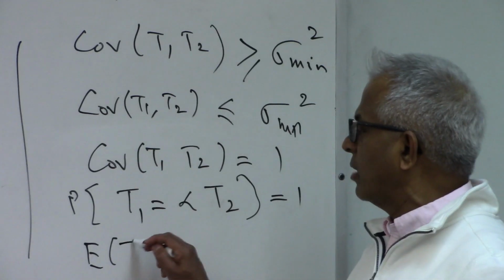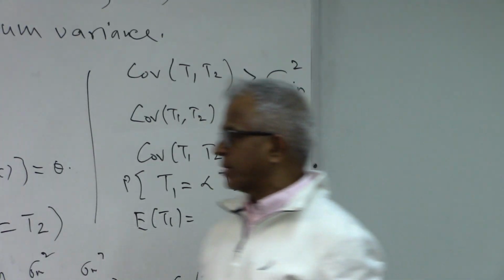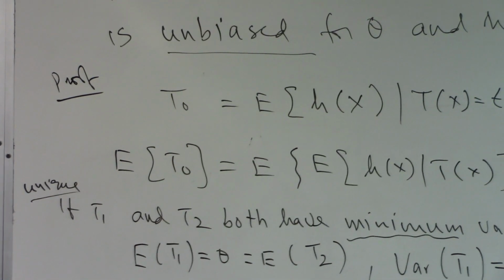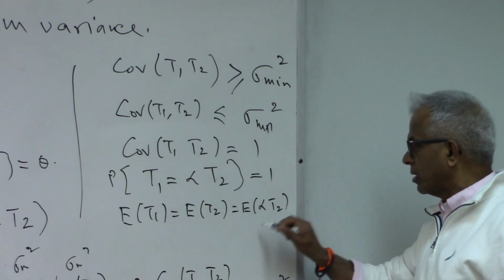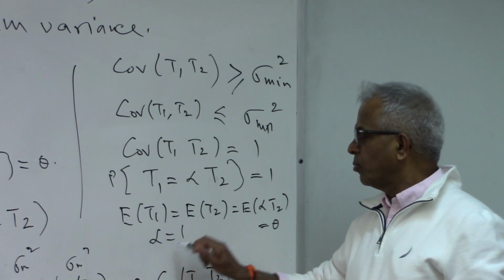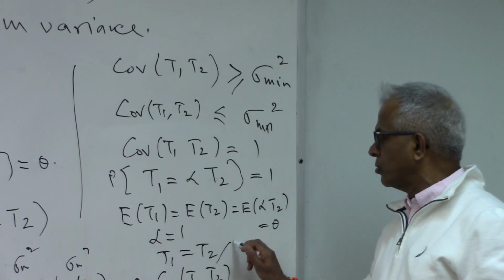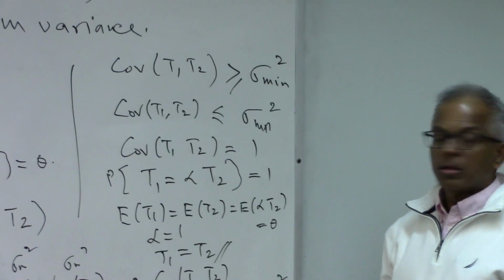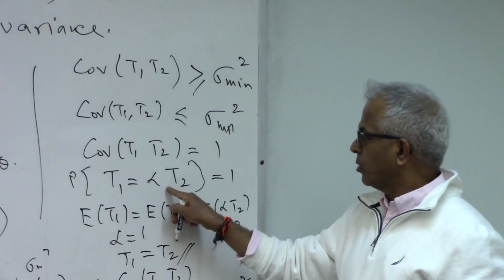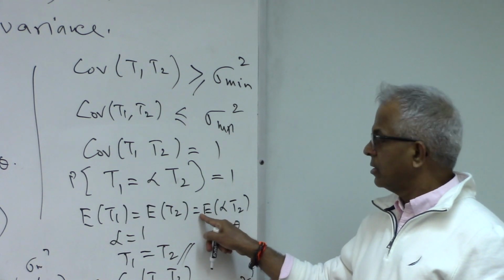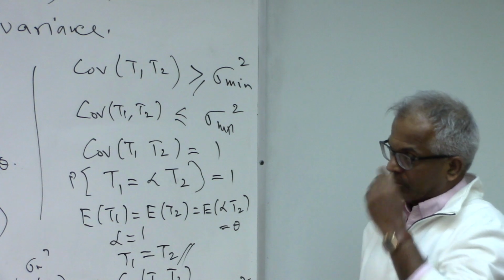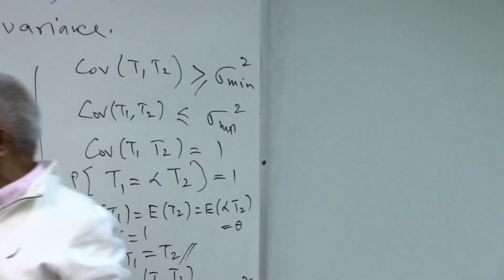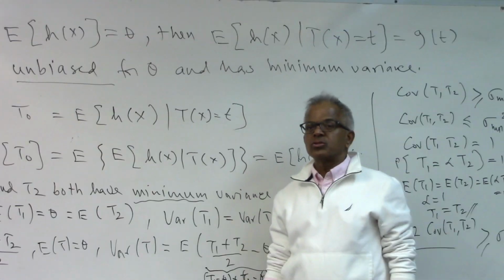But then look at here, expected value of T1 and T2 are theta. So expected value of T1 equal to expected value of T2 equal to expected value of alpha T2, because alpha T2 is T1. All this is equal to theta. So you get alpha equal to 1. This means that T1 equal to T2 almost everywhere. Because look at here, T1 equal to alpha T2. So you pull out alpha, but expected value of T2 is also theta. So alpha must be 1. So you get T1 equal to T2. So first we have shown that the estimator with the minimum most variance is unique.